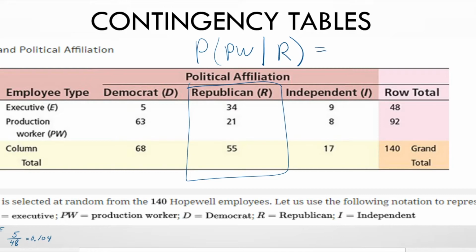So this probability, how many total people identified as Republican? 55. So I know it's out of 55. How many of them were production workers? 21. So that probability would be 21 divided by 55. So when you're doing the conditionals, it just helps you know you're either in that single column or that single row. The other ones and or, that's when we have to use the whole table.